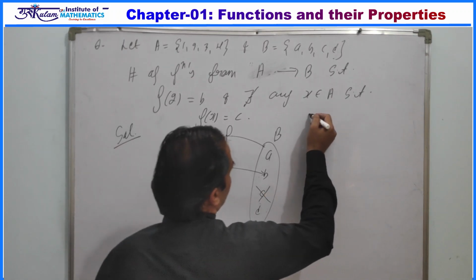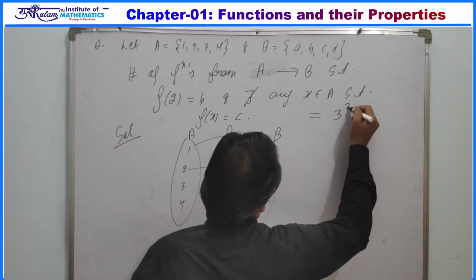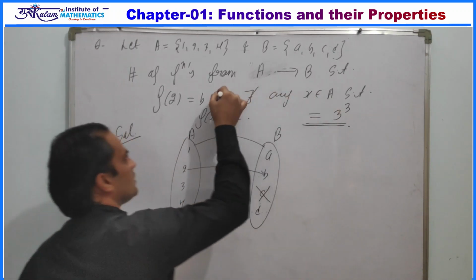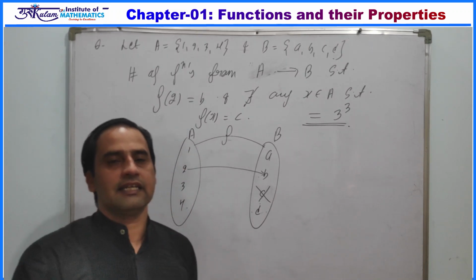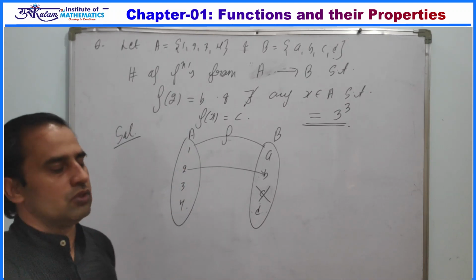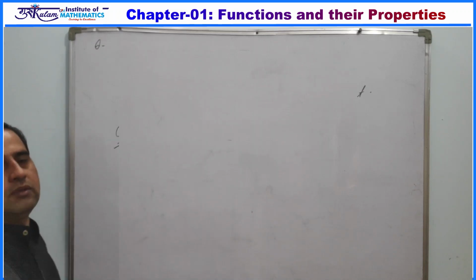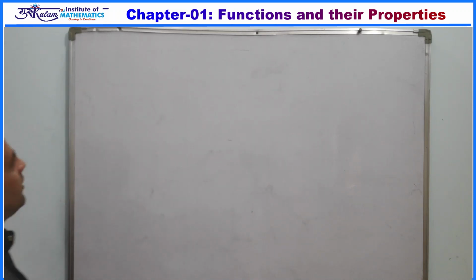So definitely the number of functions satisfying this condition is 3 to the power 3, because each element of the domain has exactly 3 choices in the codomain. So the total number of functions is 3 to the power 3. Let's take another question.